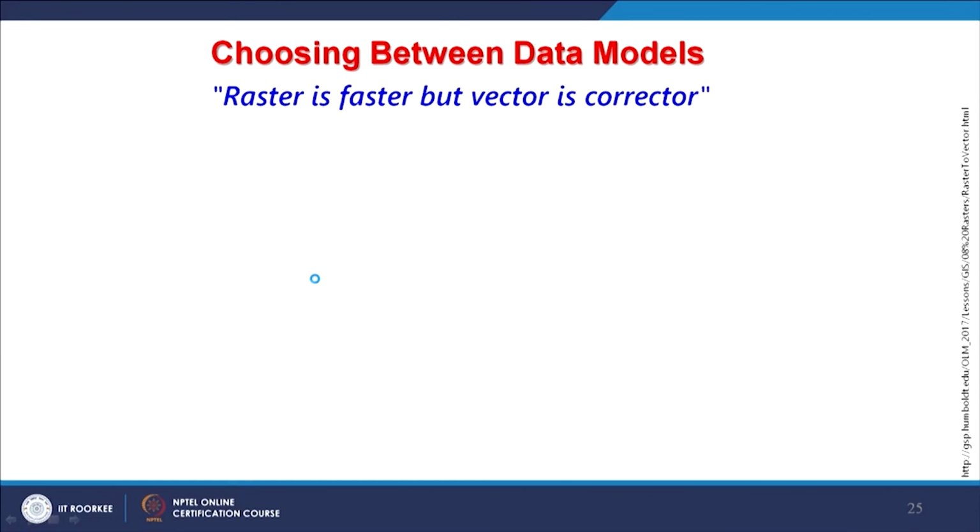Now, which model to choose? Of course, it depends. The best answer to this question is that it depends on your project. It also depends on what is available. If a raster is available, and my project also requires raster data, then why should I bother about vector data? And the same with vector. But sometimes we have to do it this kind. So, we know raster is faster, but vector is correcter. It means it has more correctness, a more accurate representation.